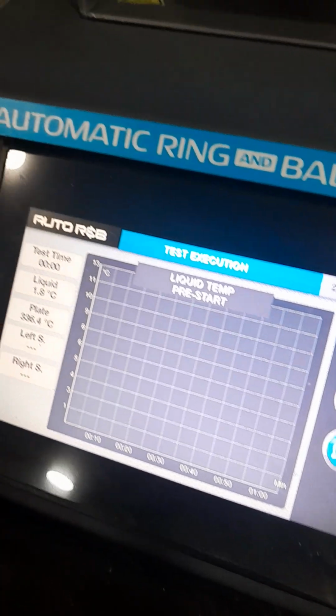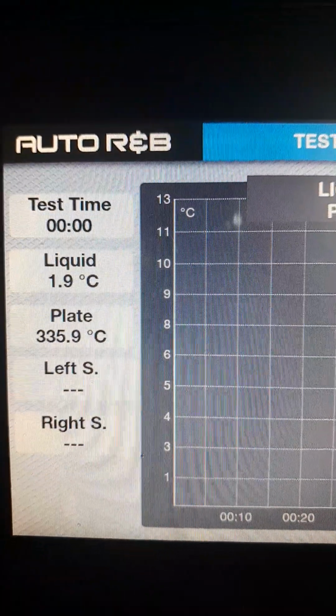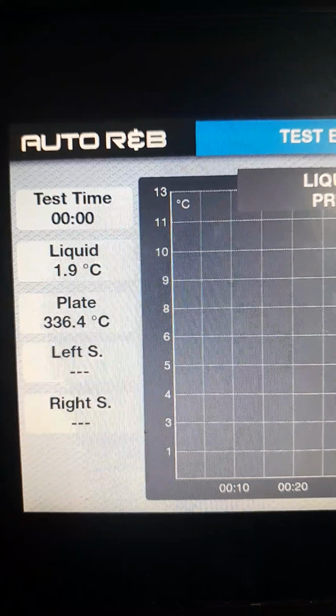Requirement for softening point of bitumen: the temperature at which the ball bearings seated right here penetrate, pass through the bitumen thickness and drop to the bottom of the beaker, and the left sensor and the right sensor take the readings accordingly.